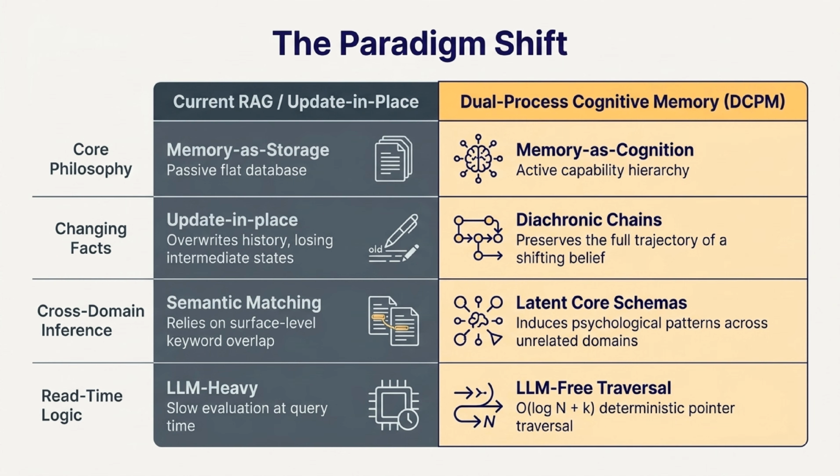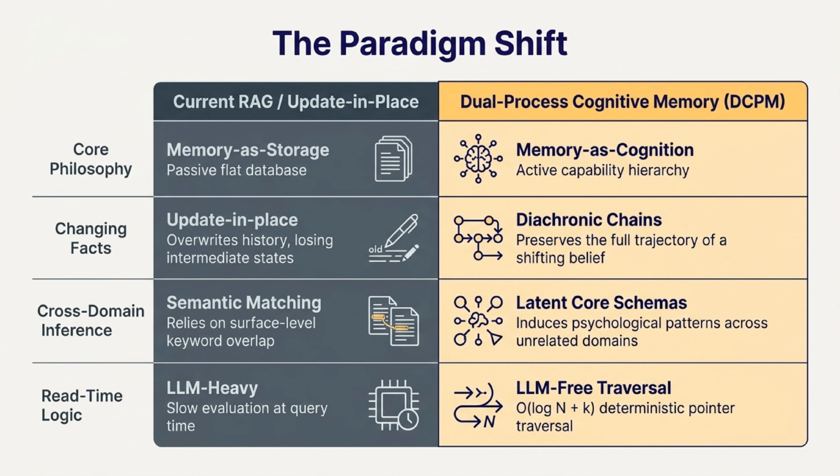This brings us to a massive paradigm shift. We are moving away from the current RAG, update-in-place approach toward dual-process cognitive memory, or DCPM. Our core philosophy shifts from treating memory as passive storage, a flat database, to treating it as active cognition governed by a capability hierarchy. Instead of updating facts in place and losing intermediate states, DCPM uses diachronic chains to preserve the full trajectory of a shifting belief.